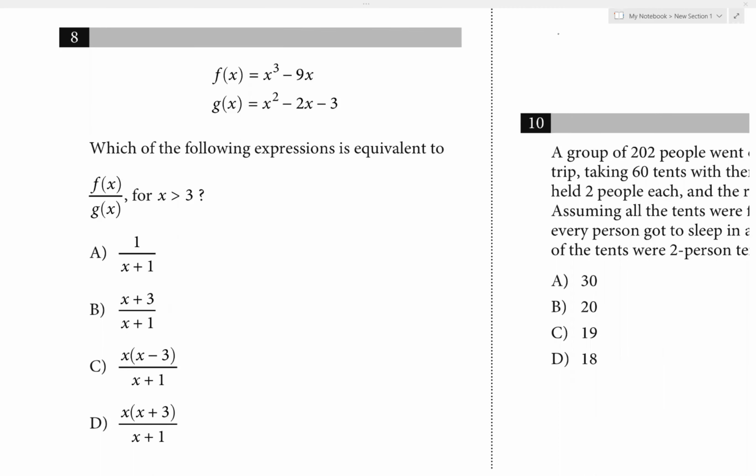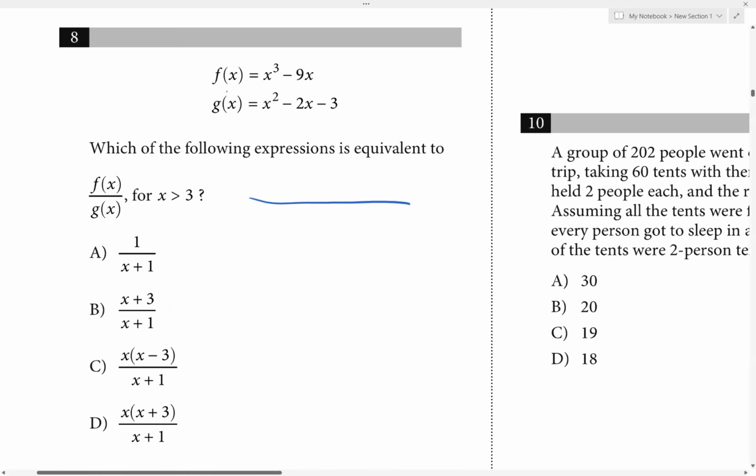All right, number 8. Which of the following expressions is equivalent to f of x over g of x for x is greater than 3? Okay, and they give us the f of x function is x cubed minus 9x. G of x is x squared minus 2x minus 3.